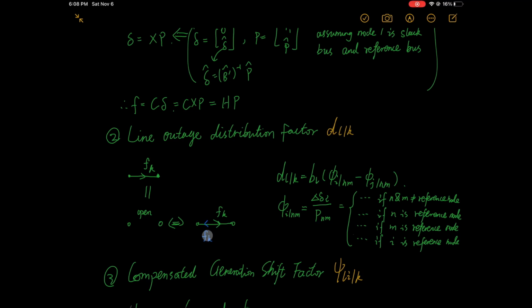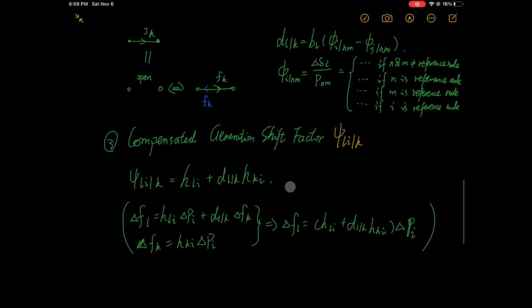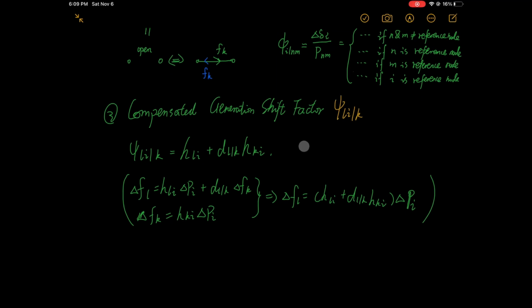We inject opposite power flow in lines to represent power outage. If you are interested in the calculation, I can update a video on the details. Basically, it's just assuming opposite power flows on lines and using the sensitivity factors during calculation. The third factor is a compensated generation shift factor, which is used to evaluate marginal power flow contributions of one generator on the other lines when a line is dropped.